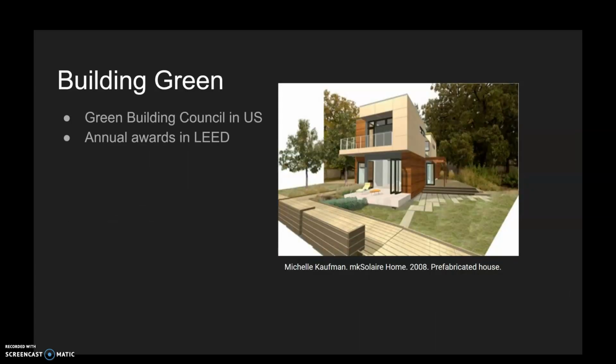And then I think this is our last slide. Talking about building green, so being more environmentally friendly with our buildings. There is a council called the Green Building Council, and they make annual awards for leadership in energy and environmental design. And so it's LEED awards, and they will present certified silver, gold, and platinum awards each year to projects that reach designated point levels.